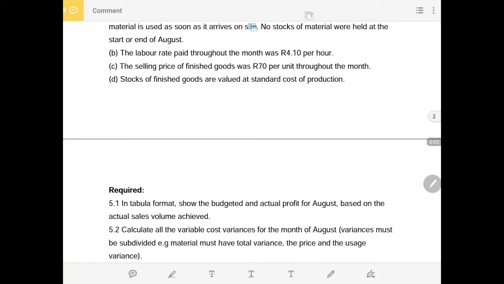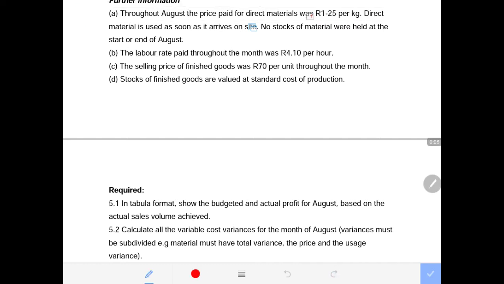Good day, students. I want to begin with this question with the requirements. In tabular format, show the budgeted and the actual profit for the month of August based on the actual sales volume achieved. So we know that we are to calculate the budgeted and the actual profit or actual income statement for the month of August.